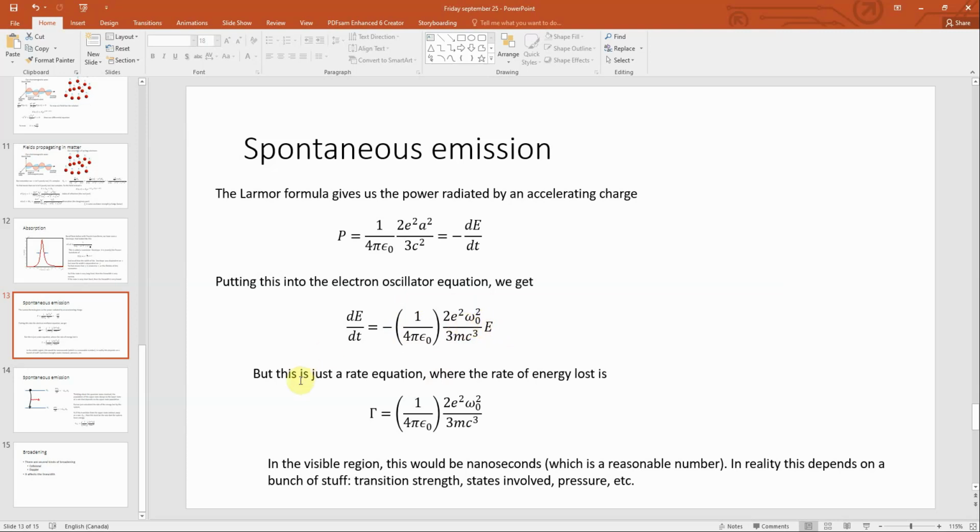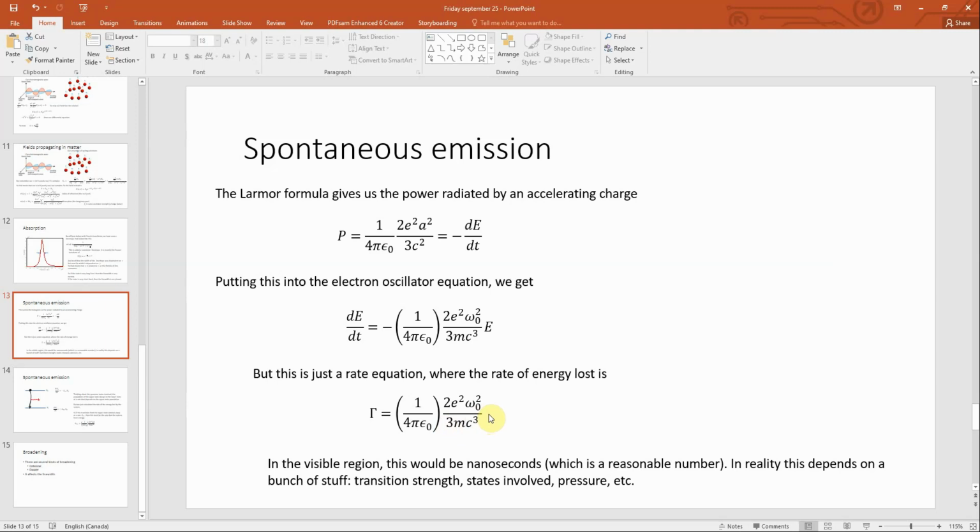So what that means is that the rate that the energy is lost is 1 over 4 pi epsilon naught, 2/3 E squared omega naught squared, where omega naught is the resonant frequency, over mc cubed. So this isn't totally true. It's a good rule of thumb, or it gives us a good estimate.